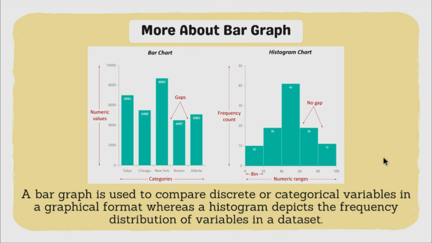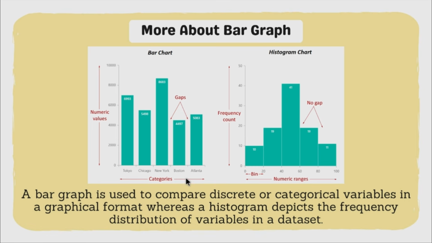Lastly, we have what we call here another type of bar graph which we call histogram. No? Ano pong pinagkaiba? A bar graph is used to compare discrete or categorical variables in a graphical format, whereas a histogram depicts the frequency distribution of variables in a dataset. Kung ang bar chart po ay mayroong space in between, ang histogram naman po ay wala. No? Aside from that, these are 4 categories.